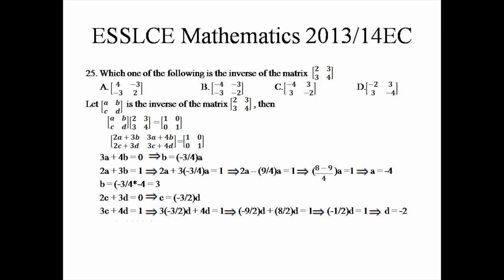So, c can be calculated as c is equal to negative 3 over 2d. Substituting negative 2 in place of d, we will find c is equal to negative 3 over 2 times negative 2. 2 crosses out by 2. So, negative 3 times negative 1 is 3. Therefore, the inverse matrix A, B, C, D can be written as A is negative 4 and B is 3, C is 3 and D is negative 2. So the correct answer is D.